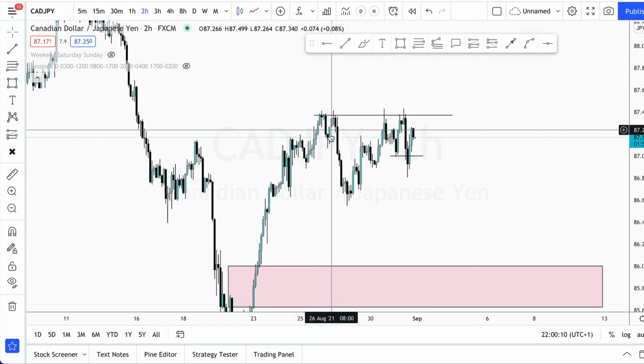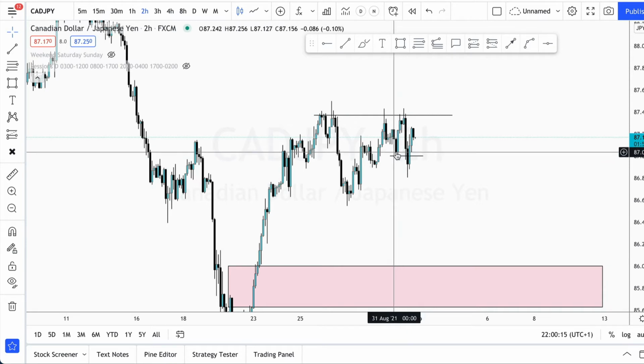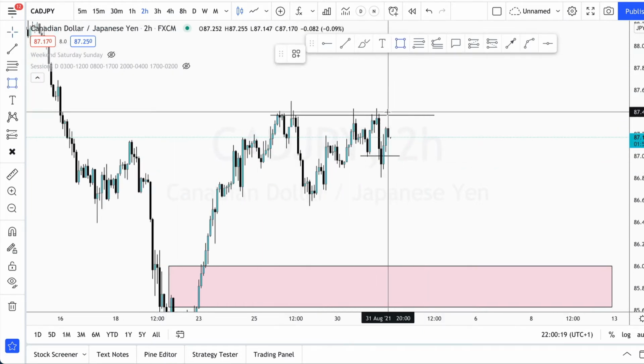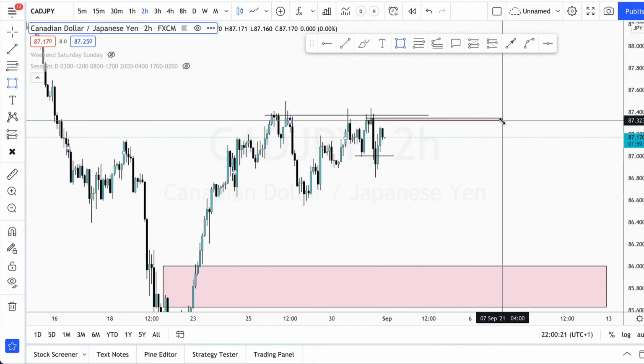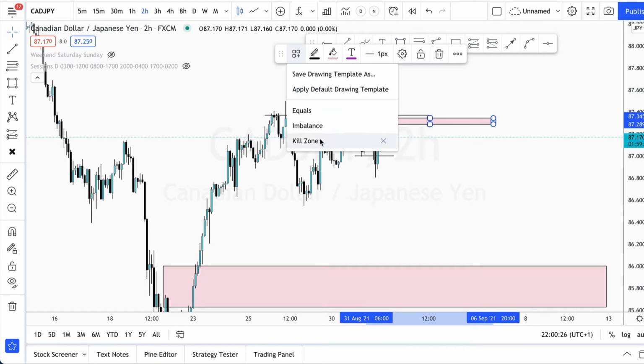So price has broken structure here, flagging back. It's now broken this structure point here. And in my opinion, we're going to be looking at mitigating this candle here, okay?